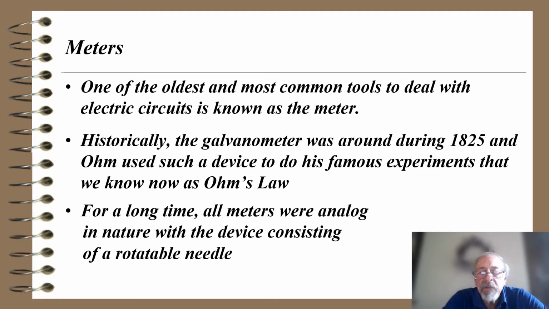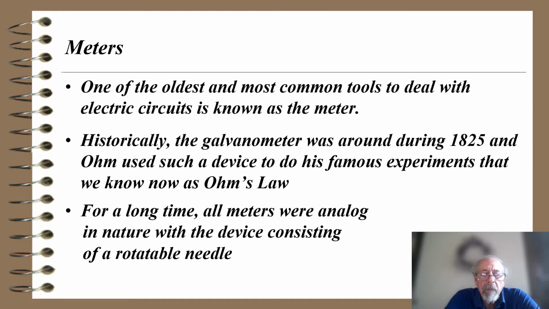So we've talked a little bit about this stuff before, but I'm going to go over it again. First slide here is called meters. One of the oldest and most common tools to deal with electric circuits is known as a meter. Historically, the galvanometer was around during 1825, which is close to 200 years ago, and Ohm used such a device to do his famous experiments that we now know as Ohm's law.